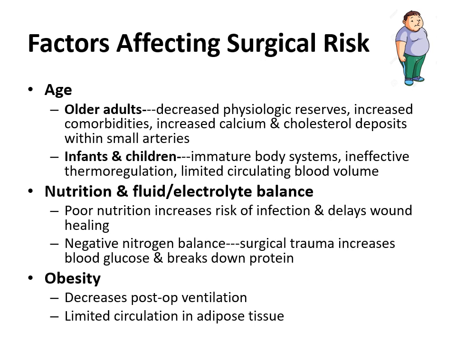Anyone that has poor nutrition or fluid and electrolyte imbalance is going to be at a higher risk for surgical complications, because poor nutrition can delay wound healing. You need proper nutrition in order for wounds to heal well. So they're going to be, especially post-operative, at a higher risk. That's something you need to know going in. And that negative nitrogen balance is also going to increase blood glucose and can break down protein. The surgical trauma can also increase the blood glucose and break down protein.